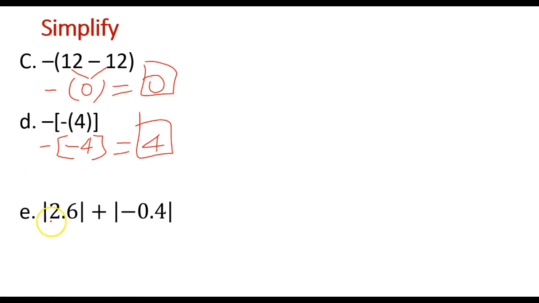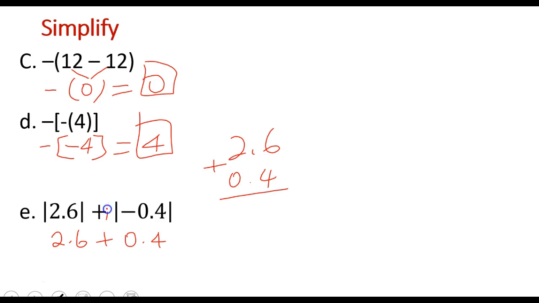Hope you're getting this. Now here, find the absolute value first. Absolute value of 2.6 is 2.6, plus the absolute value of negative 0.4 is 0.4. And then you add them. So we have 3 as your answer.